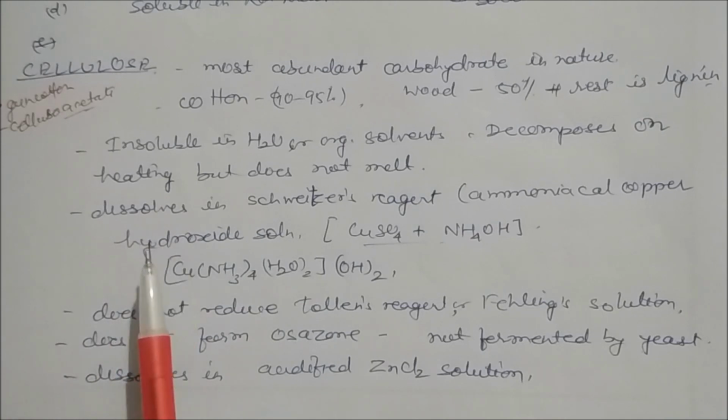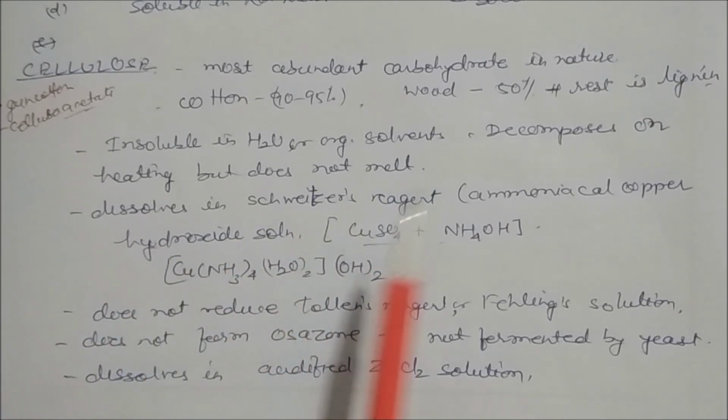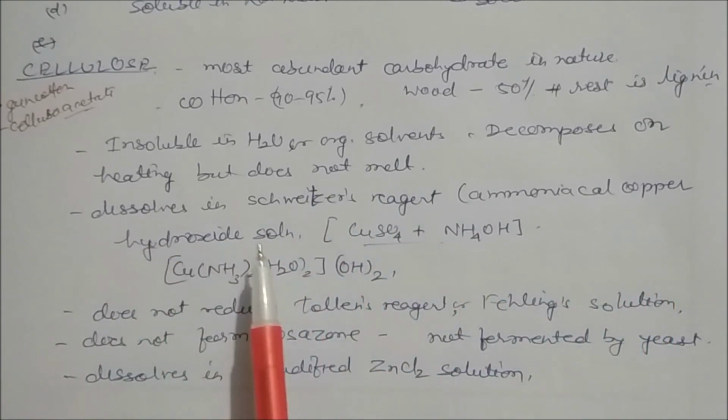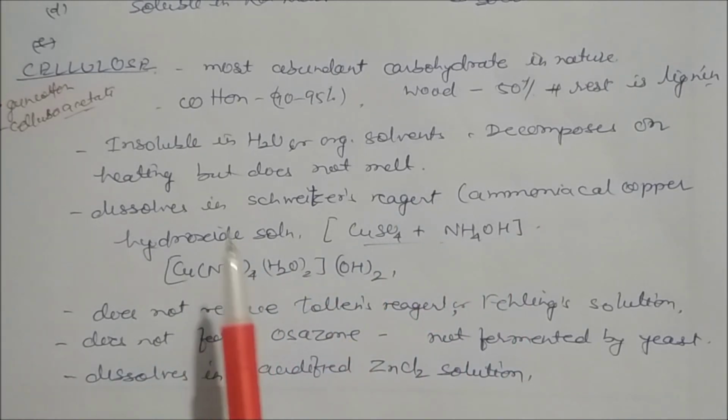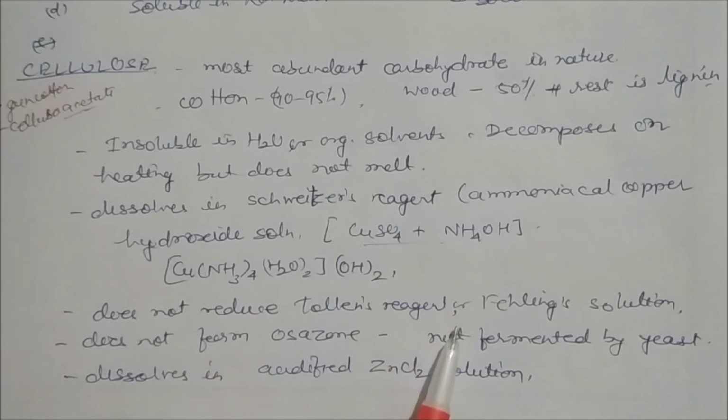It is dissolved in Schweitzer's reagent, which is ammoniacal copper hydroxide solution, copper sulfate plus ammonium hydroxide solution. This is the complex in which it will be soluble. It does not reduce Tollens' reagent and Fehling's solution, so it will not form osazone because it is a polysaccharide. It's not fermented by yeast. It is dissolved in acidified zinc chloride solution.